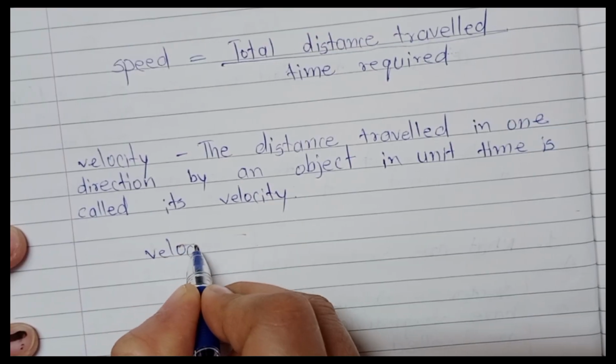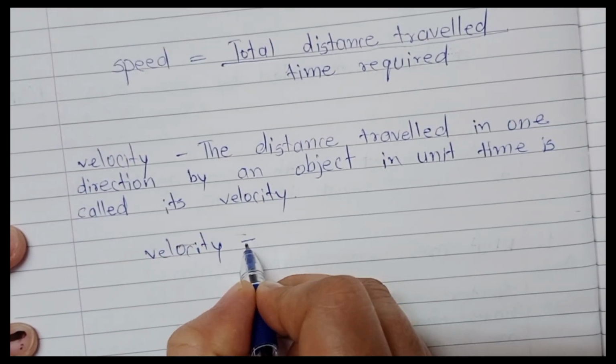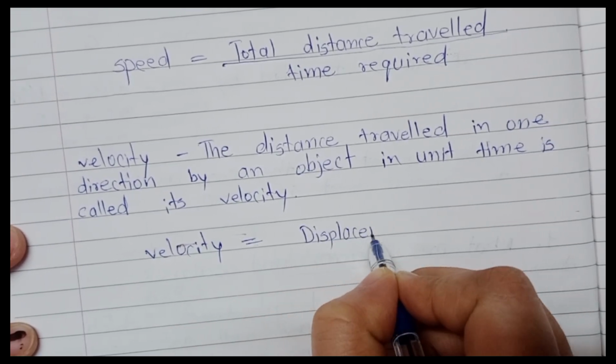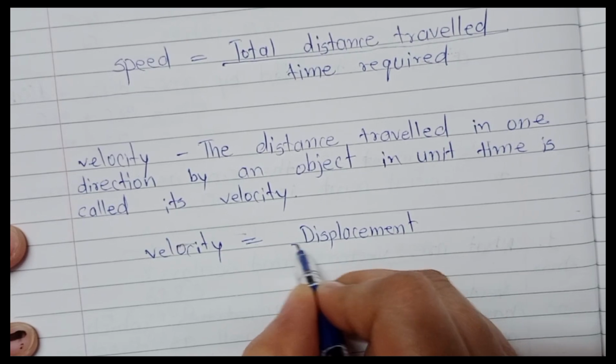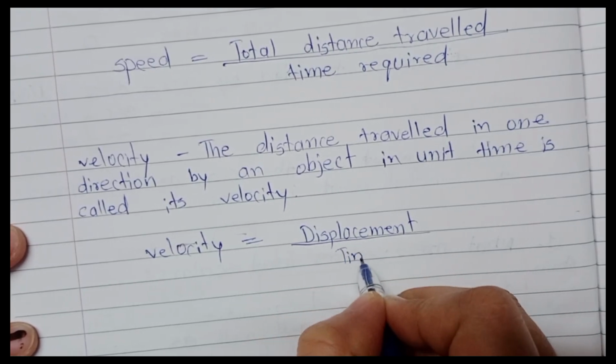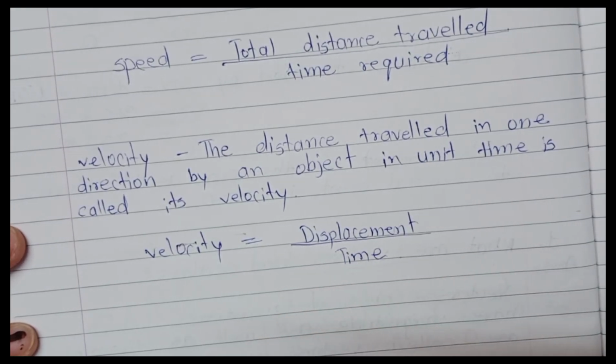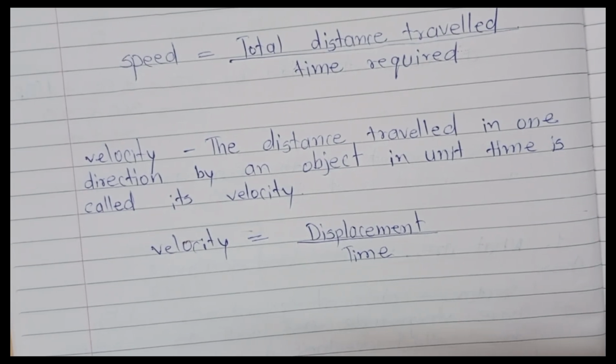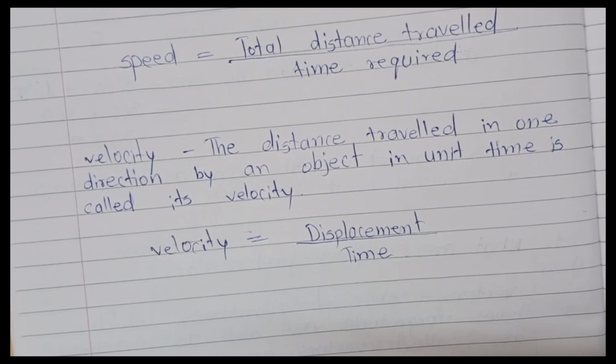Velocity equals displacement upon time. This is our formula. Look in your textbook, always remember the box.